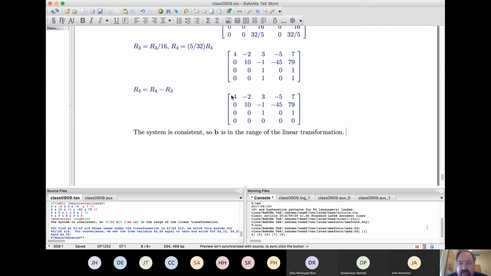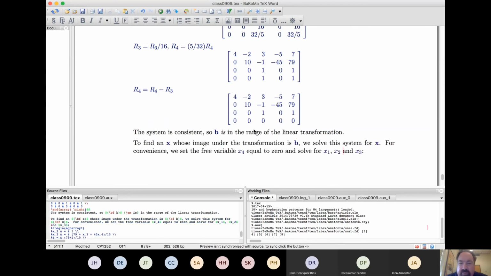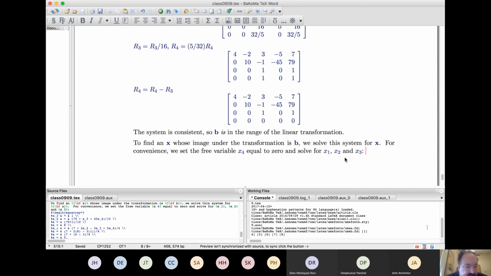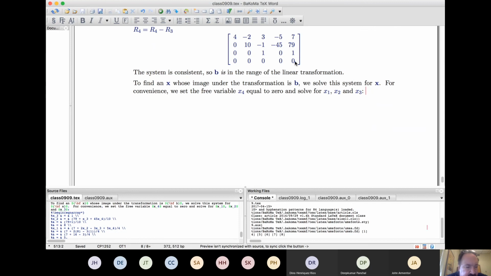We have pivot positions here, here, here. So x4 does not have a pivot position. There's no pivot position in the 4th column. Therefore, it's a free variable. So since we're just looking for a solution, we just set x4 equal to 0, and then we can solve for everything else. So we just deal with this final matrix here.